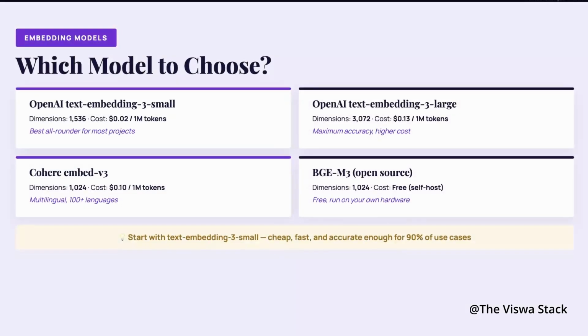4 choices for embedding models. OpenAI small, cheap, great for most. OpenAI large, more accurate, costs more. Cohere, many languages. BGE-M3, open source and free. Beginners, just start with a small OpenAI model. It's enough for 90% of projects.